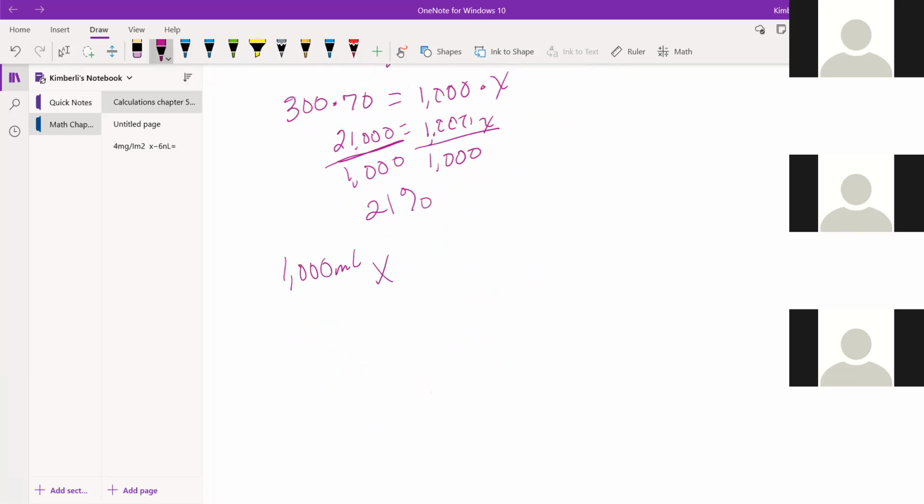And in 1 hour, it's going to run 50 milliliters. Yeah, 50 milliliters. So this will tell us how many hours it's going to run. So it's 1,000 divided by 50, which gives us 20 hours.